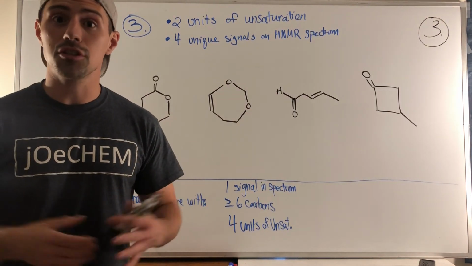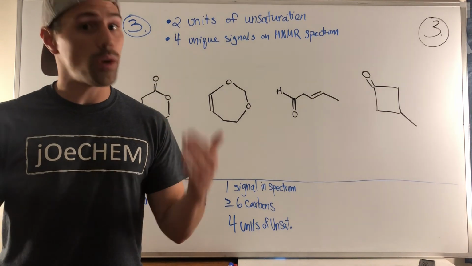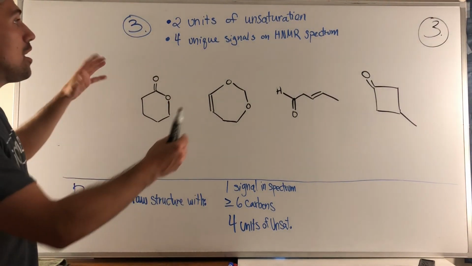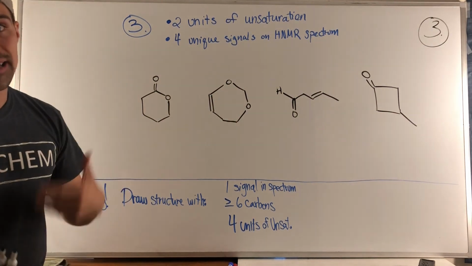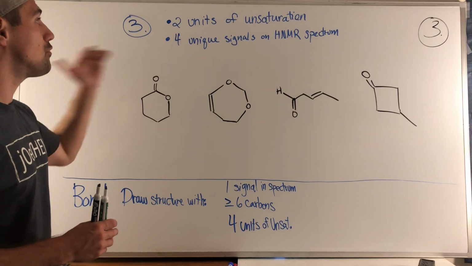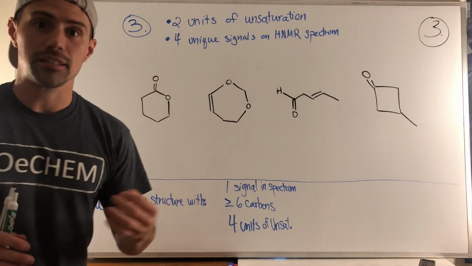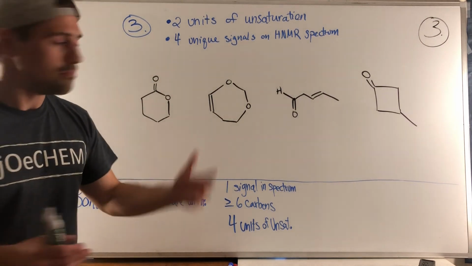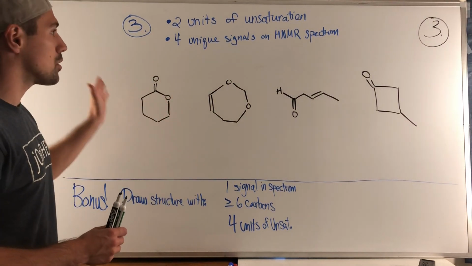Okay gang, to round out this worksheet, we're going to tackle part 3 of question 3 and the bonus question. If we take a gander at the 4 structures given here, we need to identify the one or ones that have 2 units of unsaturation and 4 unique signals on their respective proton or H-NMR spectra. So let's go left to right.